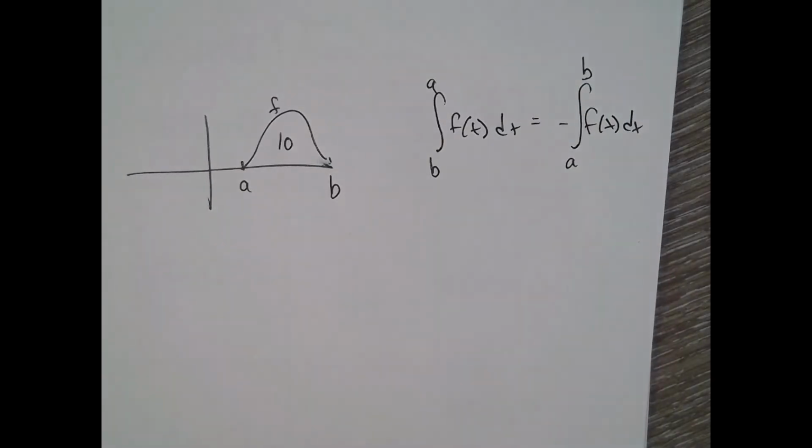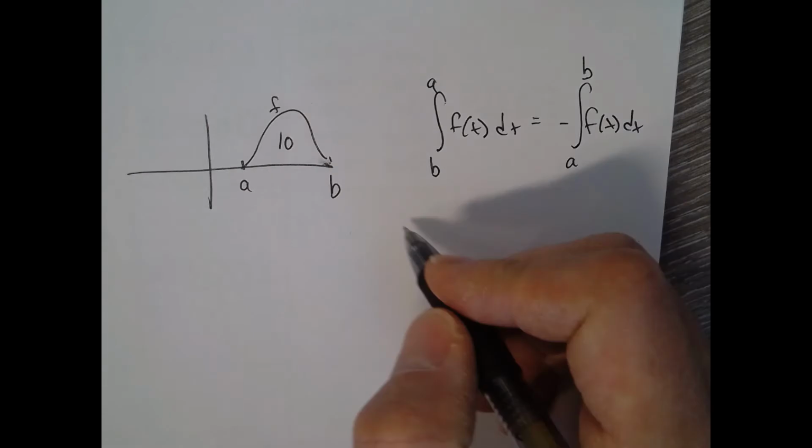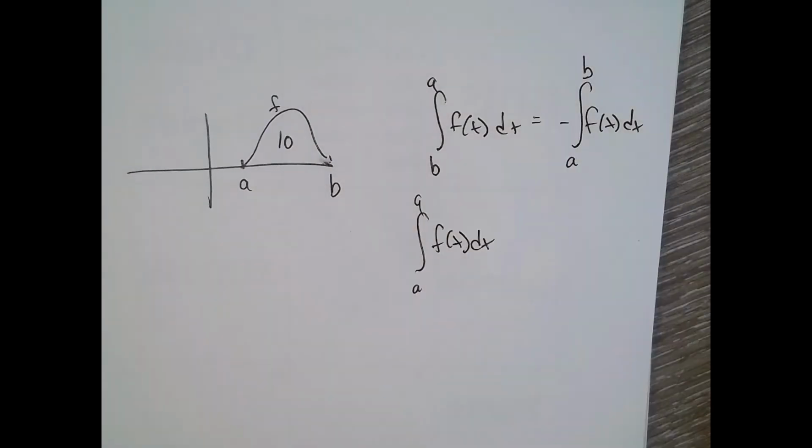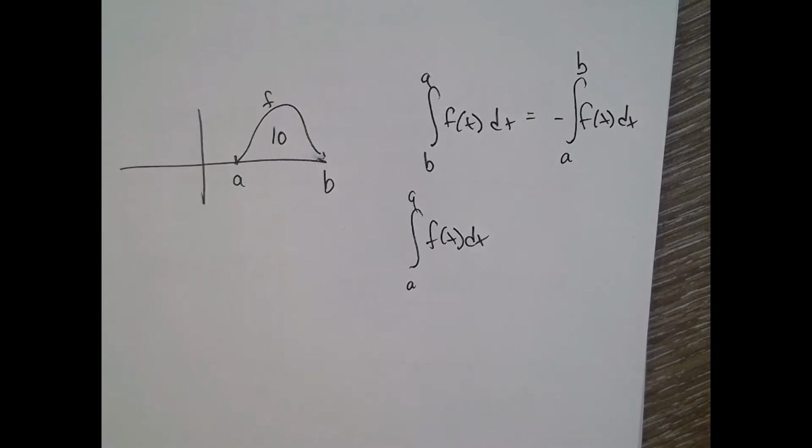Second rule, if we integrate from A to A, the integral from A to A of anything, you're always going to get 0. Makes sense that we're going from A to A, you'll get 0. It could be 10 to 10, 2 to 2, you're always going to get 0.